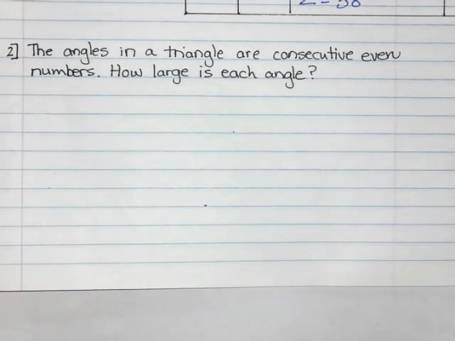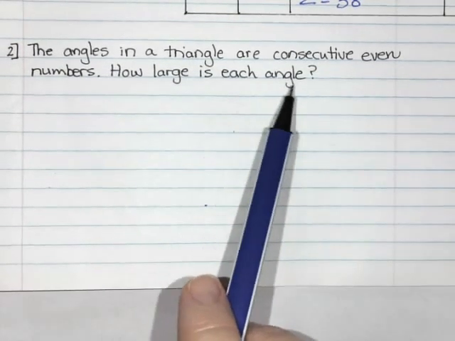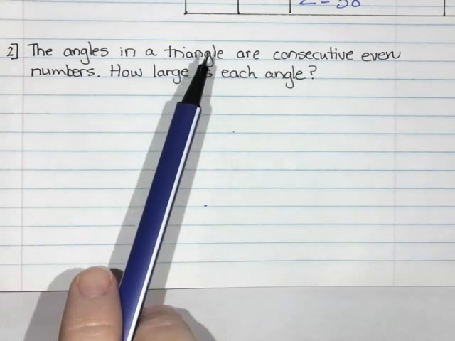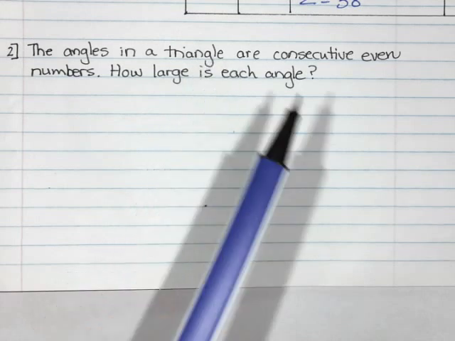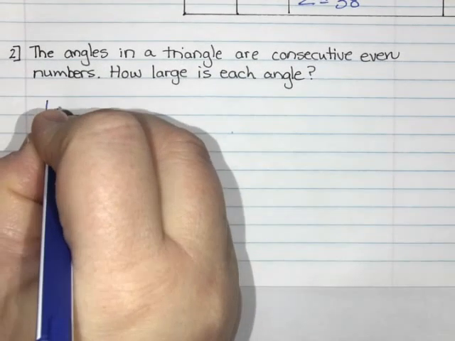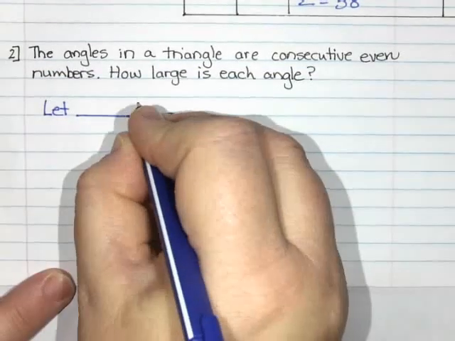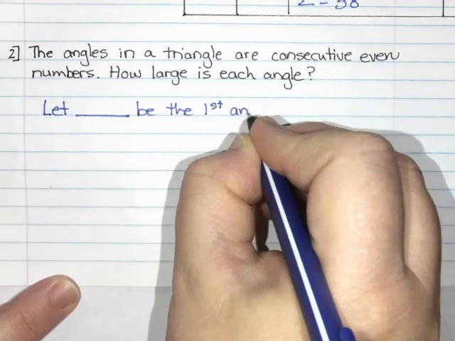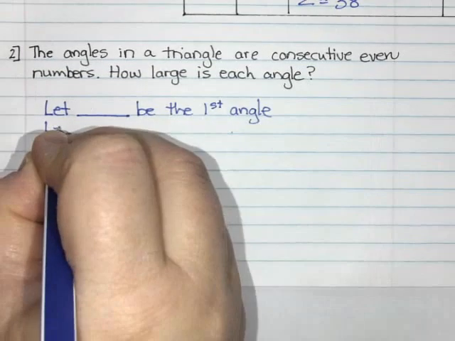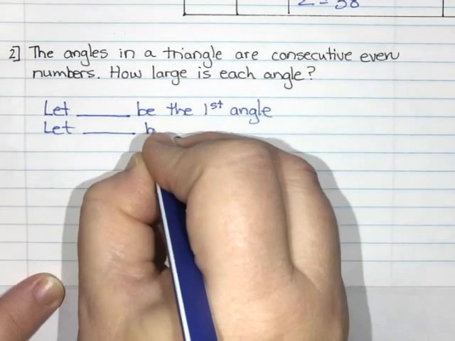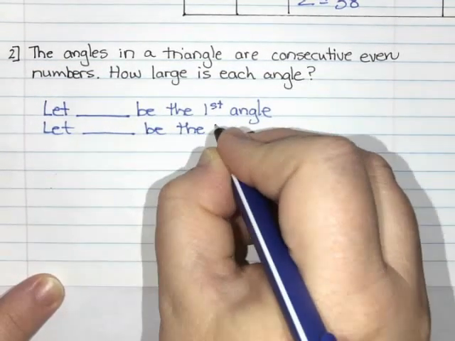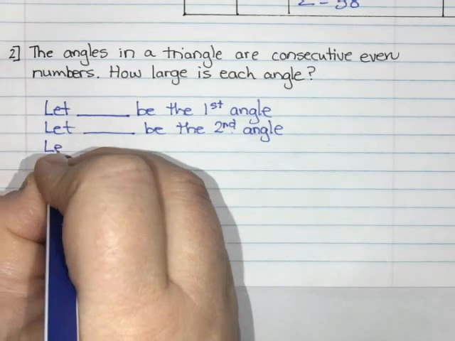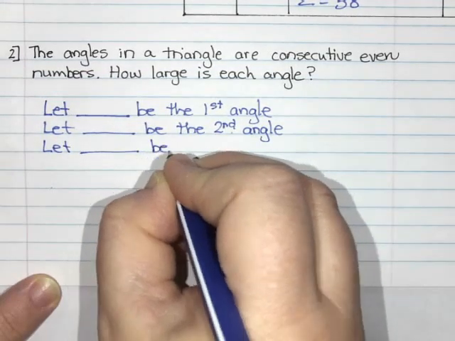So first thing I want to do is identify what I'm trying to find, and what I'm trying to find is how large is each angle. How many angles do we have? Well, it's a triangle, so there should be 3 different angles in that triangle. So I'm going to let something, I'm not sure what yet, be the first angle. I'm going to let something, still not sure what, be the second angle. And I'm going to let something be the third angle.